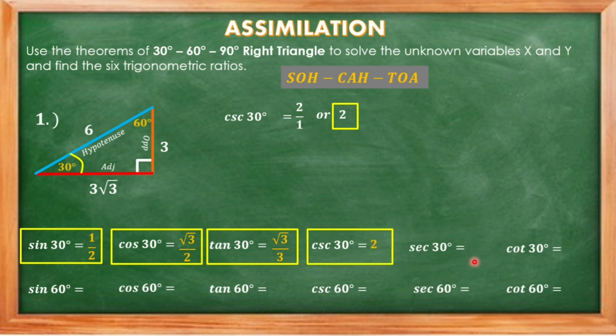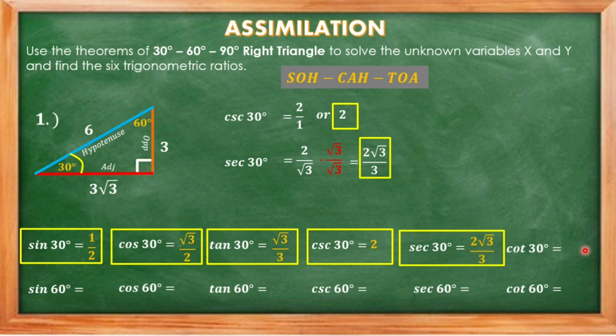Okay, so para sa secant 30 degrees naman, kukunin naman natin yung reciprocal ng answer natin dito sa cosine 30 degrees, which is 2 over the square root of 3. And then, ira-rationalize natin para maalis yung radical sign sa denominator. So, 2 times the square root of 3 is 2 the square root of 3 over 3. And that is our secant 30 degrees.